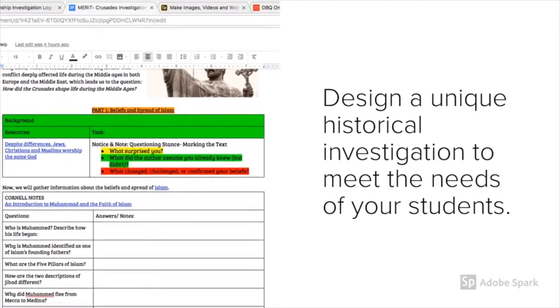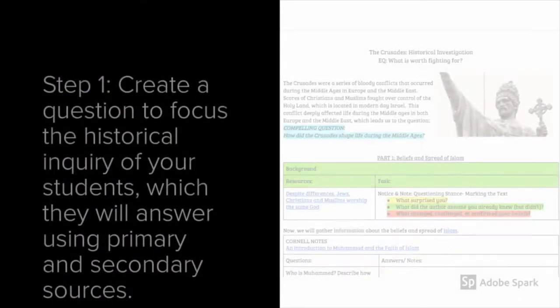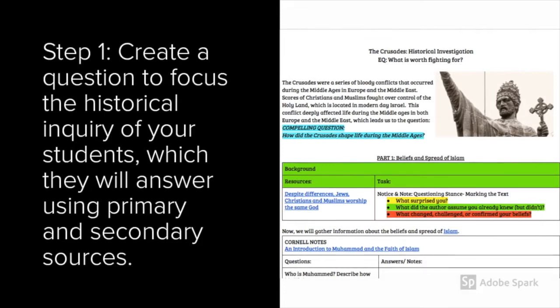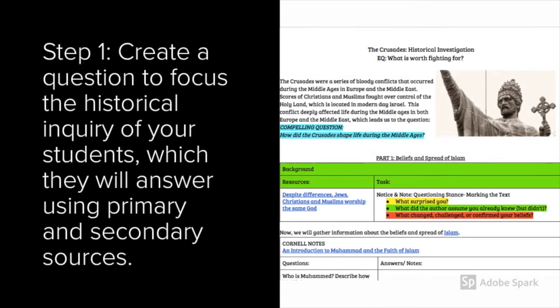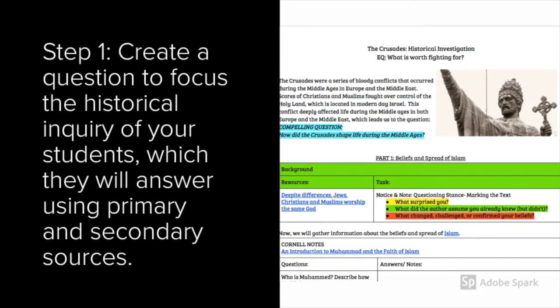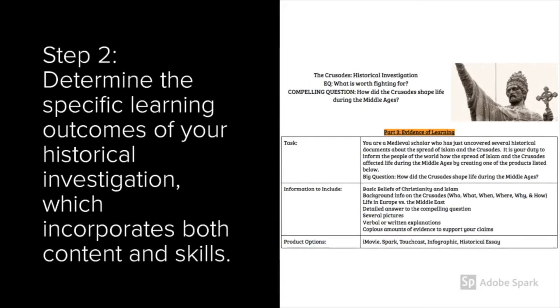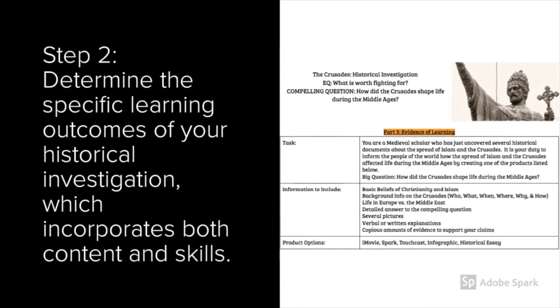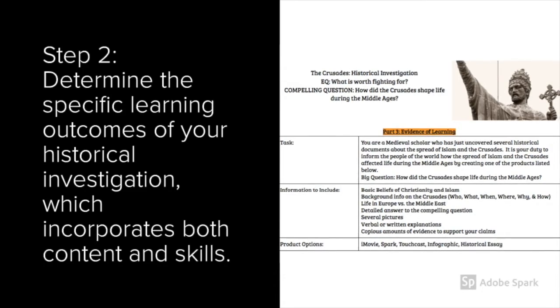You may also design a unique historical investigation to meet the needs of your students. Step 1. Create a question to focus the historical inquiry of your students, which they will answer using primary and secondary sources. Next, determine the specific learning outcomes of your historical investigation, which should incorporate both content and skills.